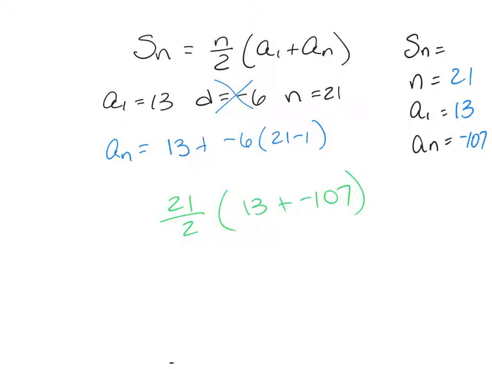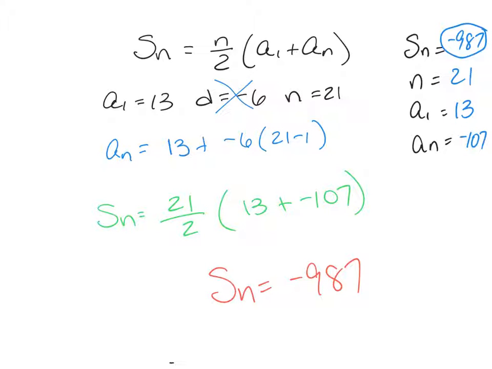Go ahead and put that in your calculators. So we get that the sum is negative 987, and that's the answer to that question. So you know how to do those now, right? Sometimes they're easy, sometimes you have to go a little bit further. Now let's go to the next one.